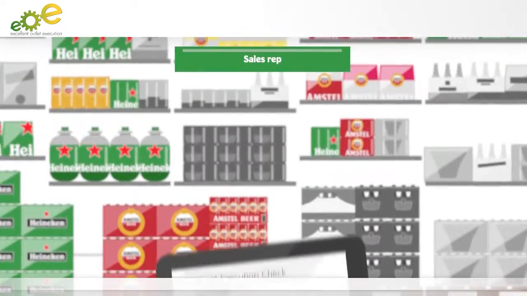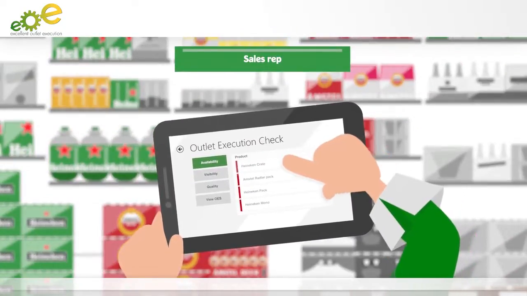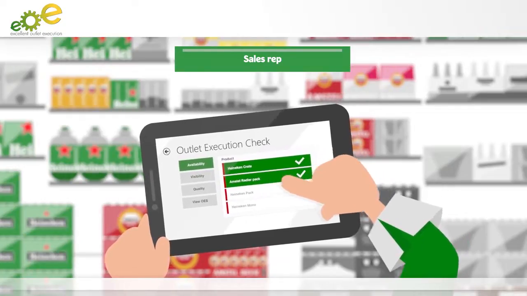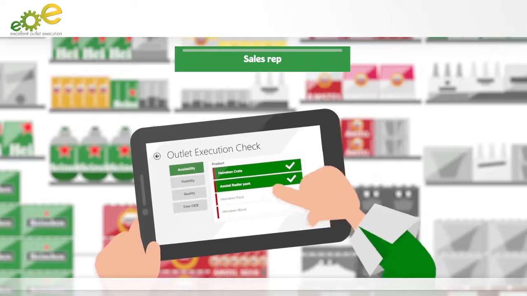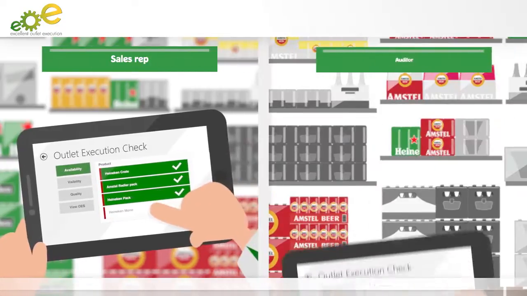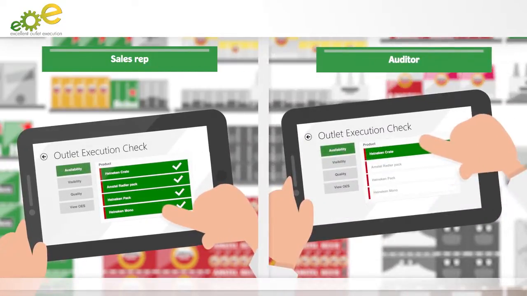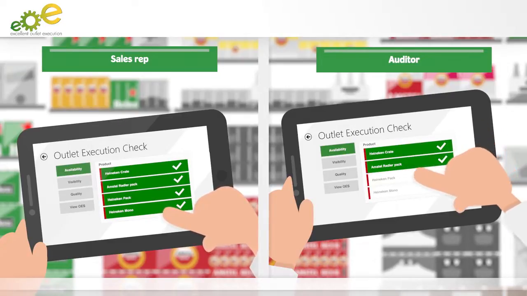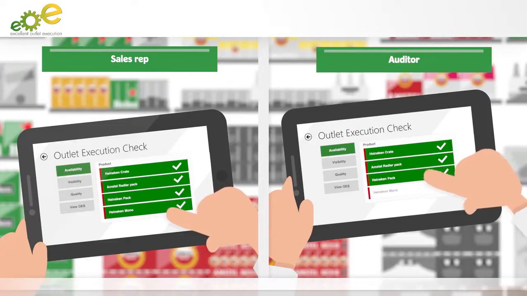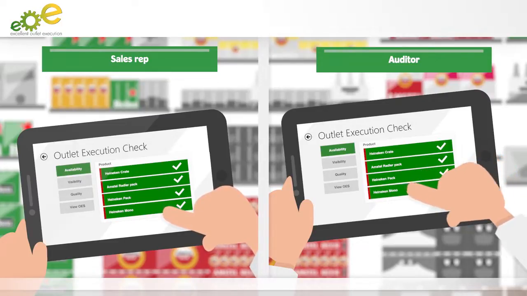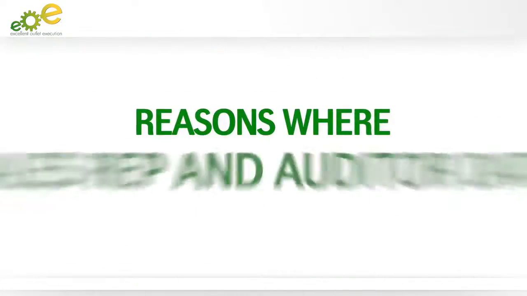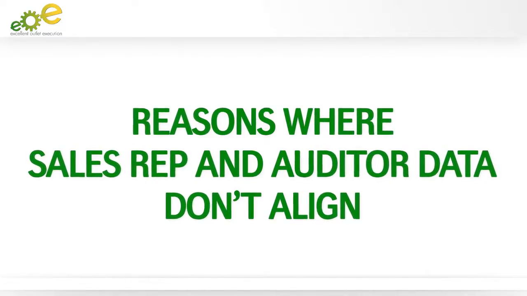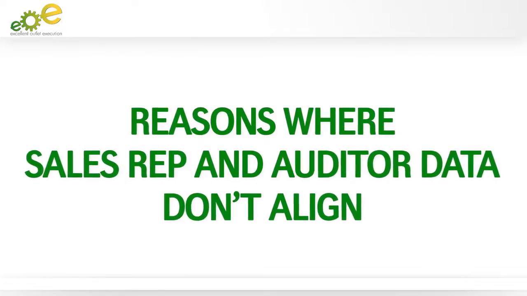So, we see that the sales rep role isn't simply to measure which products are present or not. The KPI is there to identify gaps and fill them. NND is measured using the self-measurement with control principle. The total results are later cross-checked by an internal or external third party, using a statistically valid sample to ensure accuracy. Where sales rep and auditor data don't align when cross-checked, it will be for one of the following reasons.